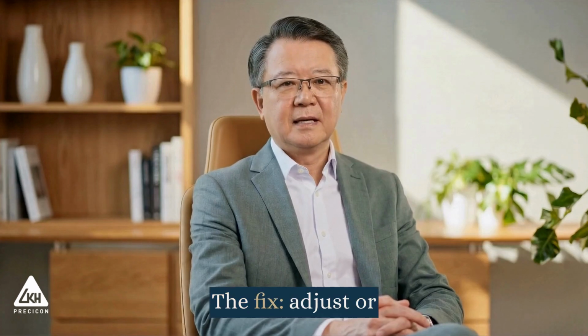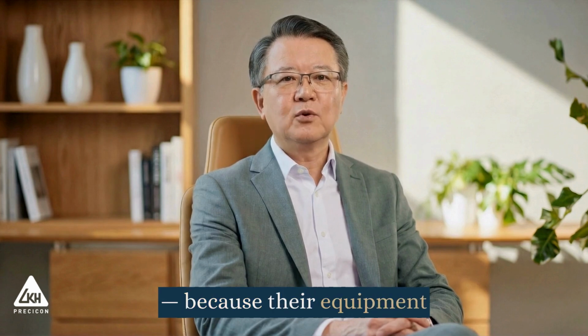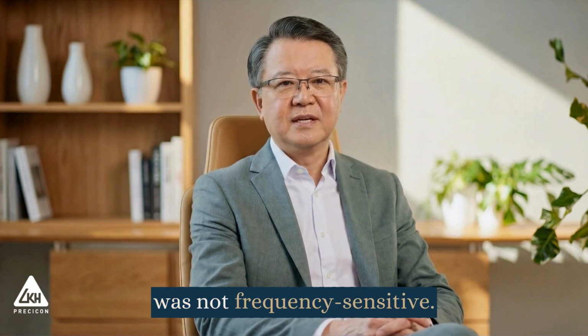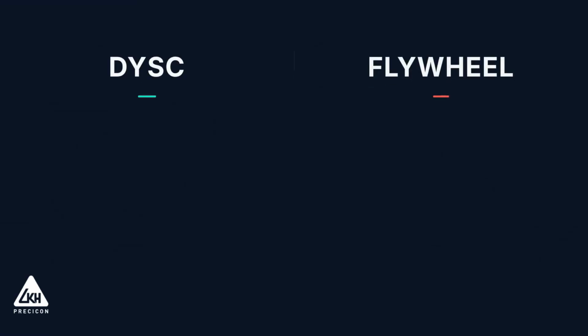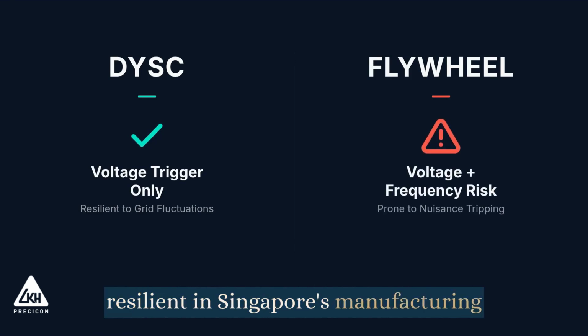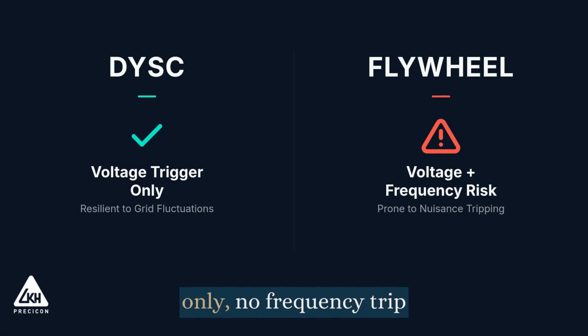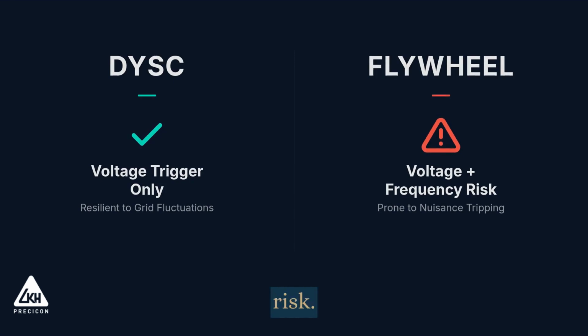The fix: adjust or disable the frequency threshold on the flywheel UPS because their equipment was not frequency sensitive. This is why a DYSC is structurally more resilient in Singapore's manufacturing environment. Voltage threshold activation only, no frequency trip risk.